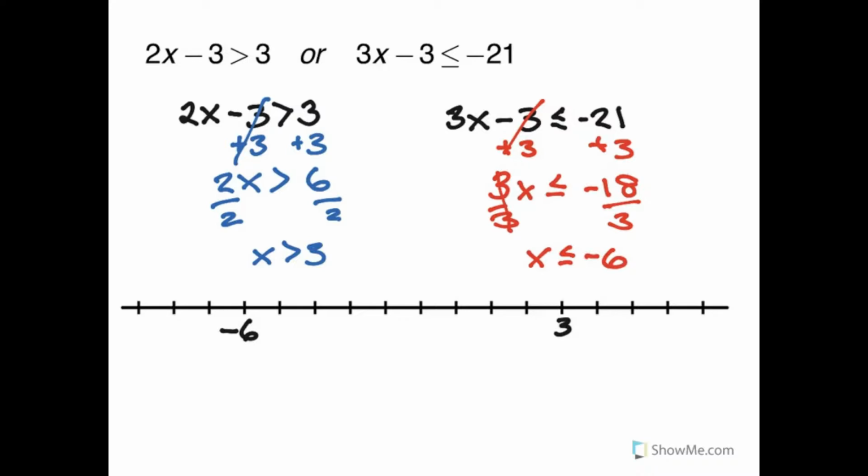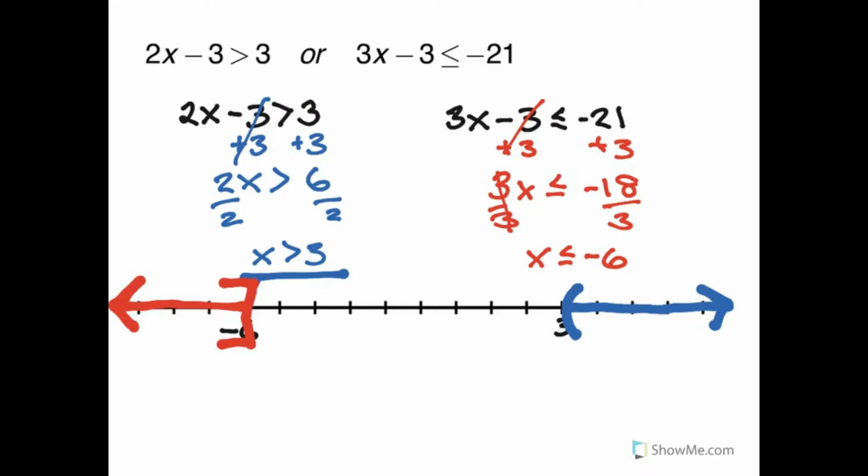If we graph on the number line, the interval x is greater than 3 does not include 3, but all the numbers greater than 3. And the interval x is less than or equal to negative 6 does include negative 6, and all the numbers less than negative 6. So we've graphed the solution on the number line.